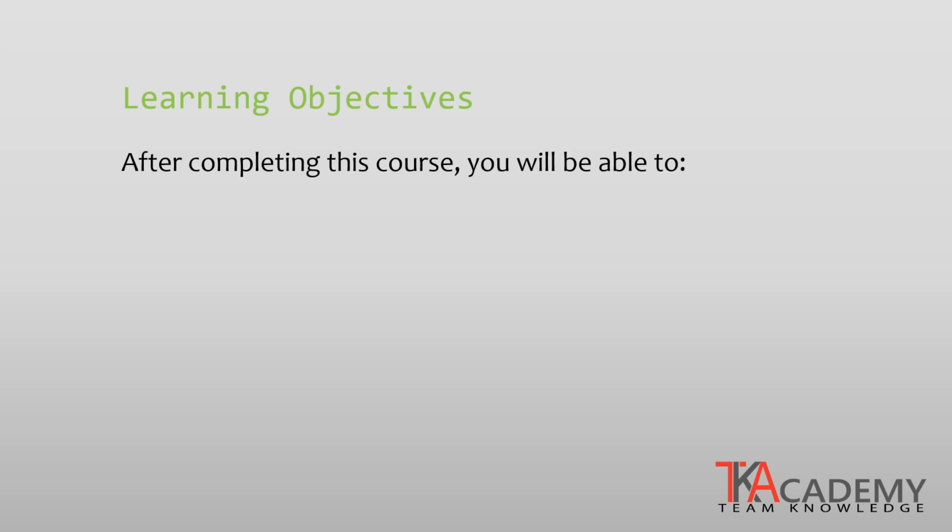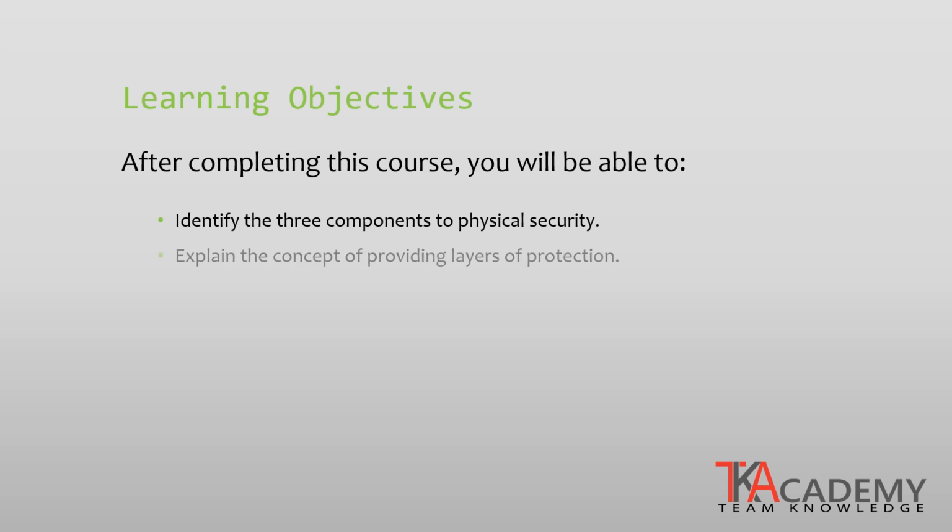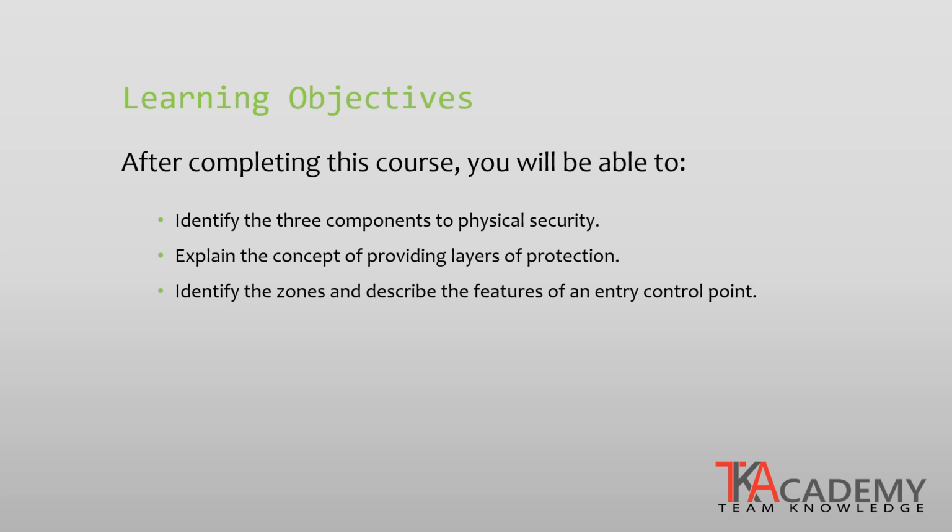In this course, we are going to identify 3 components that make up physical security. We are also going to explain the concept of providing layers of protection in physical security. We'll identify the zones and describe the features of an entry control point, and identify the different types of electronic security systems.